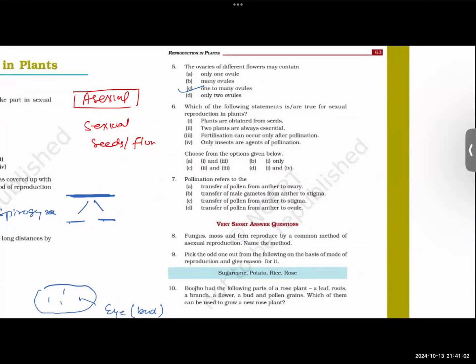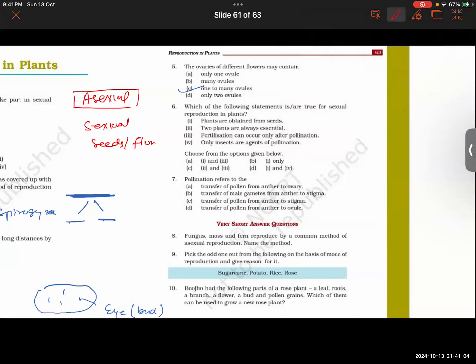Okay, let's look at the first statement. We have to tell which of them are true for sexual reproduction in plants. Plants are obtained from the seeds. Is the statement true or false?